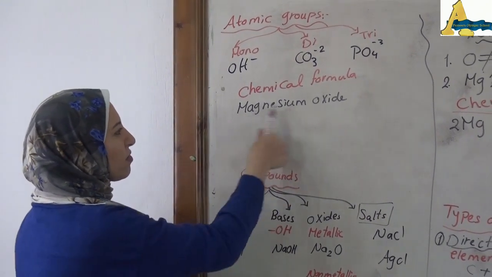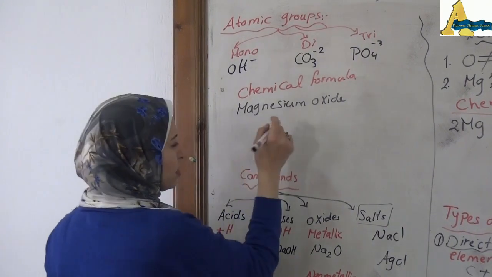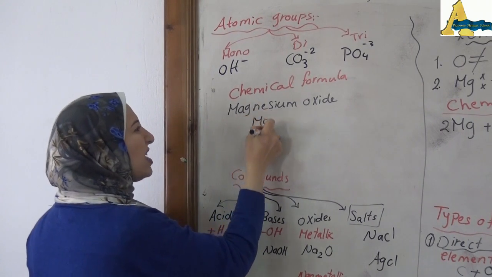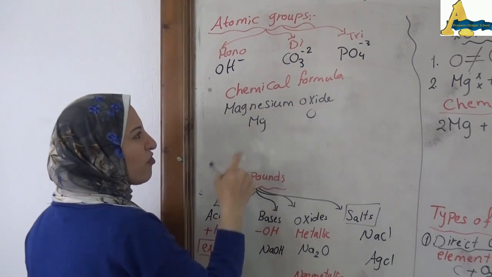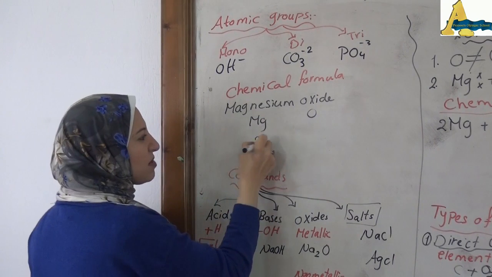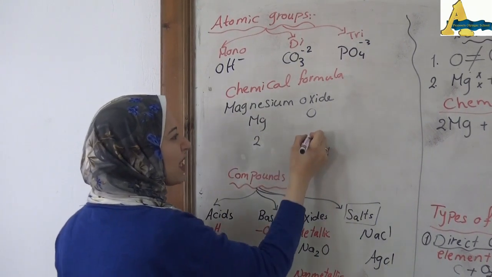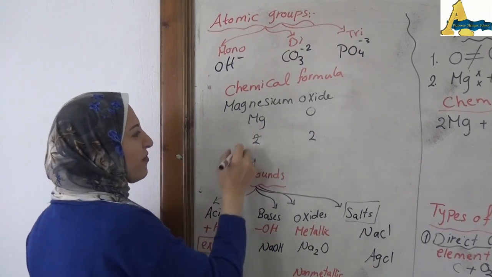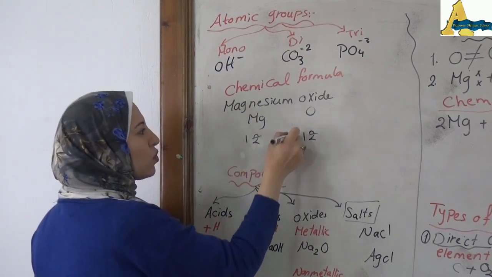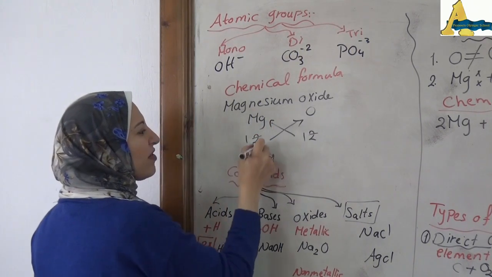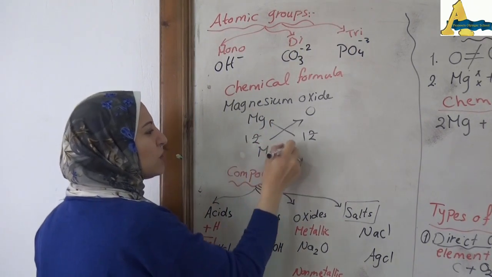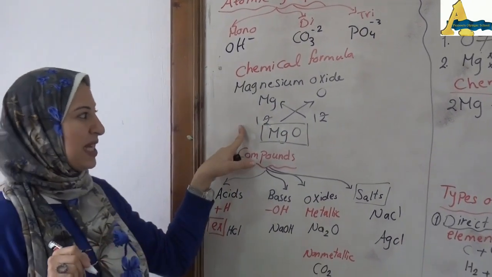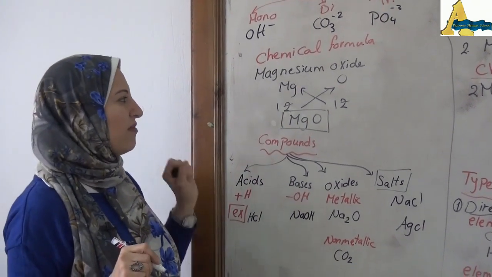Step 1, write the name of the compound. Step 2, write the symbol for each element below its name. Magnesium is Mg, oxide is O. Below them, write the valency. Valency of magnesium is 2, divalent, and also for oxygen 2. If they can be simplified, just simplify them. If we divide them by 2 equals 1, crisscross the valency, the formula will be MgO. If they don't need to be simplified, you're just going to write them as they are.